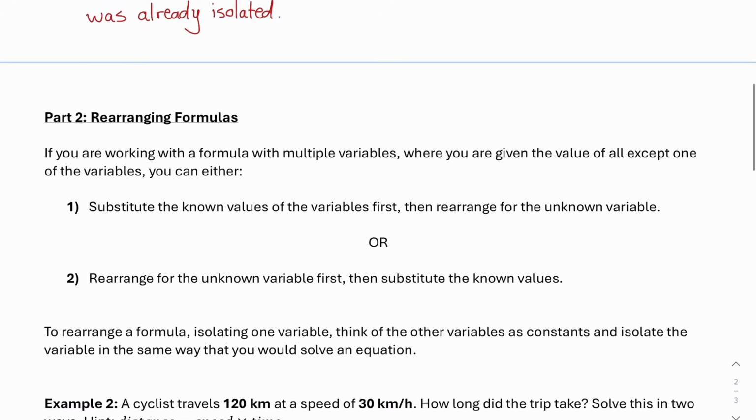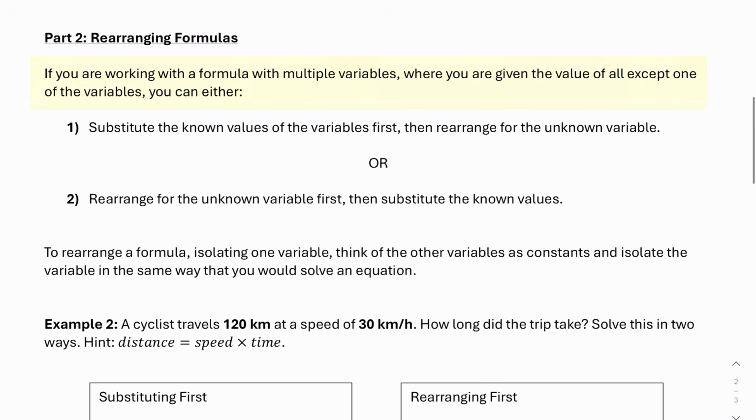So in general, if we look at part 2 here, if we are working with a formula with multiple variables where you're given the value of all the variables except for one, we can either substitute the known values of the variables first and then rearrange to isolate the unknown variable, or we could rearrange for the unknown variable first and then substitute in the known values.